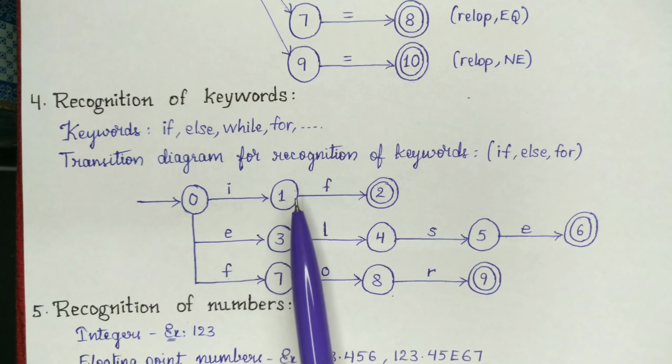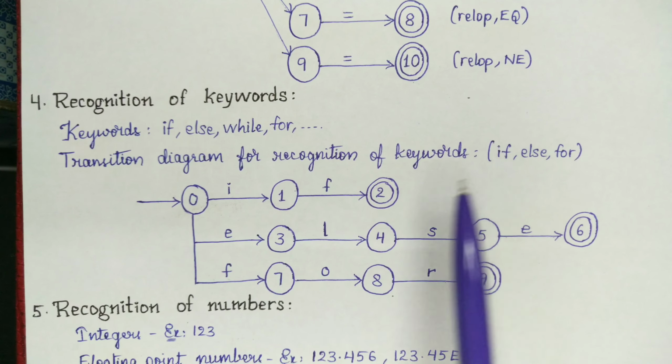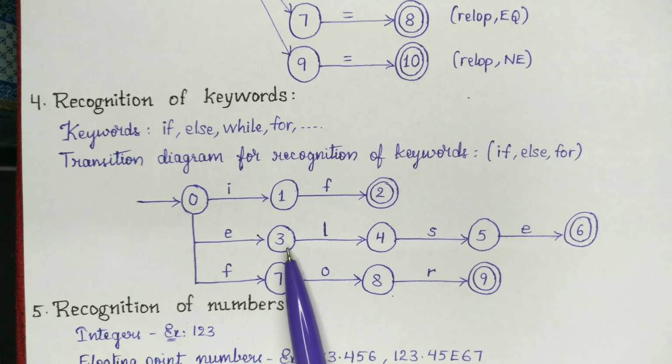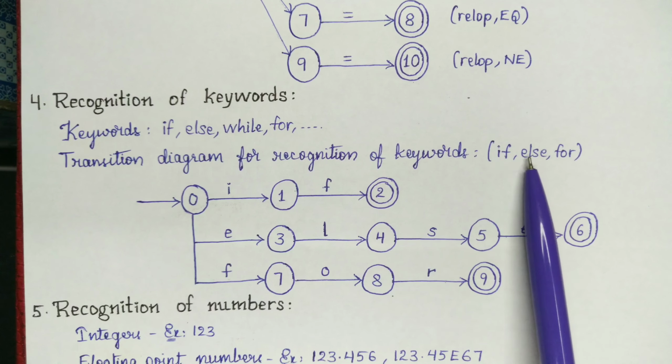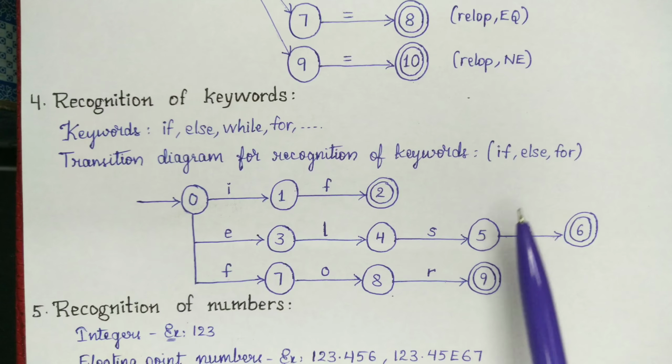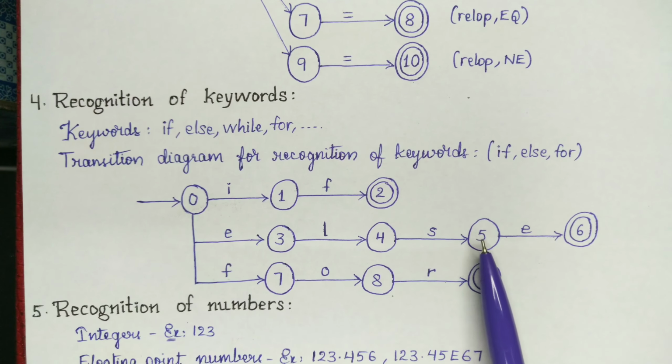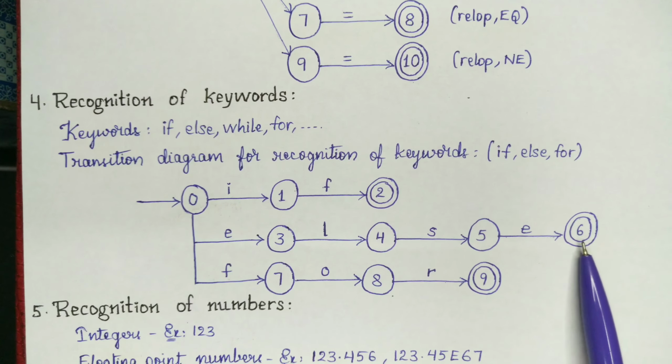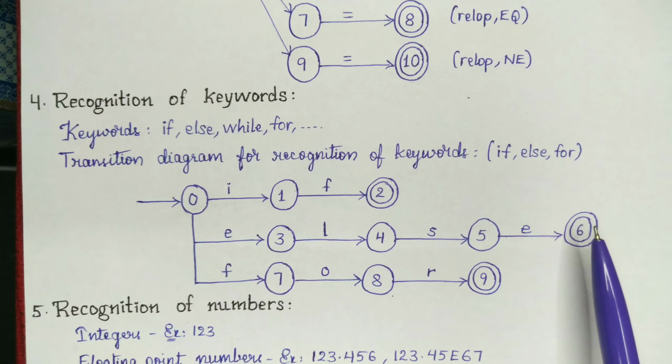So "if" is completed. Next, "else": E is applied on state 0 to produce state 3, L is applied on state 3 to produce state 4, S is applied on state 4 to produce state 5, and E is applied on state 5 to produce state 6, and 6 is the final state.